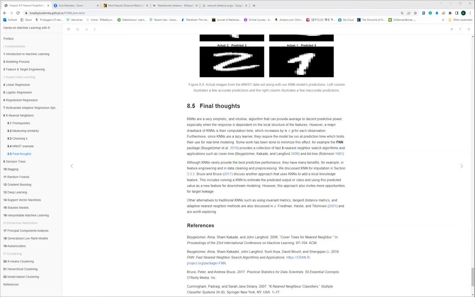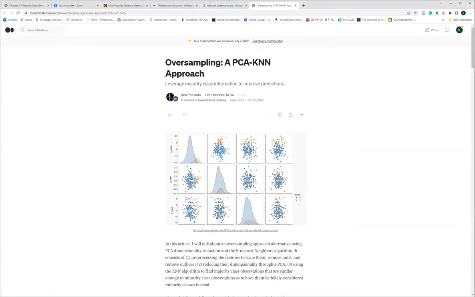So for me, this is the end of chapter 8, because KNN is the simplest classification technique. I just wanted to add that one of the applications of this algorithm, especially in tidymodels, is for imputing missing values.